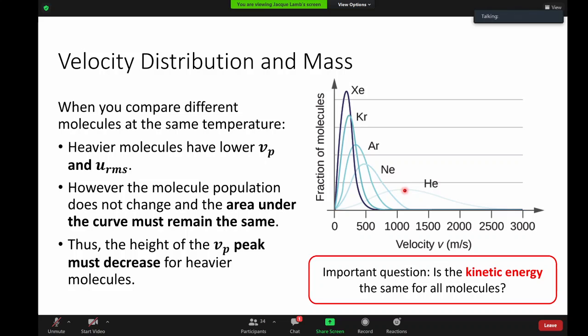So the question is, is the average kinetic energy the same for all molecules? The answer is yes, it is. At the same temperature, average kinetic energy is going to be the same for all of these molecules.